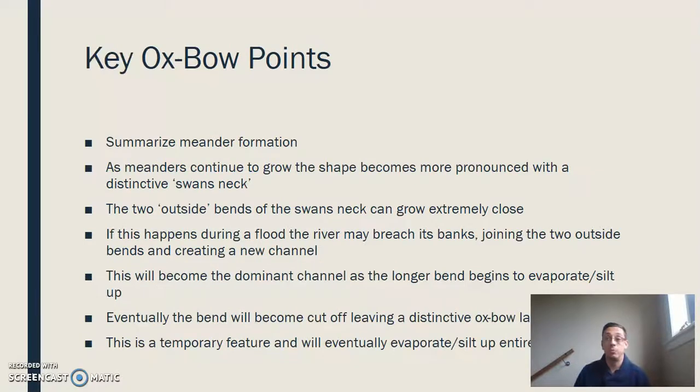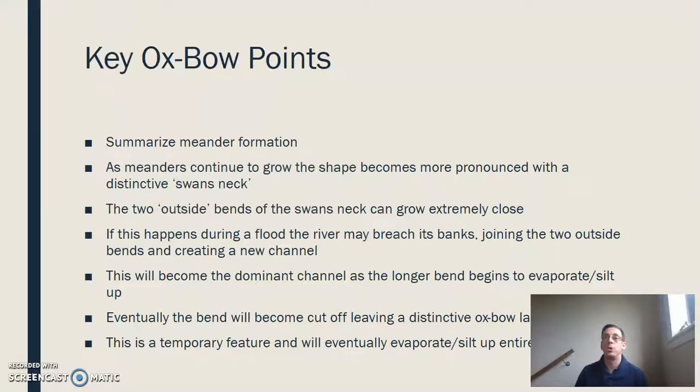Now, we're going to oxbow lakes. The first bit, and it's a little bit of a cop-out on my part, I'll own up to that, you summarise a meander first. Meanders continue to grow, and the shape becomes more pronounced with this distinctive swan's neck. The two outside bends of the neck can grow extremely close. And as that happens, when you get a flood, as all rivers flood, the river's going to breach its banks, and occasionally that's going to make those two outside bends join. And that creates a new, straighter river channel.